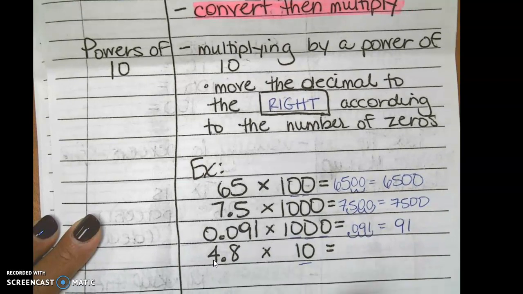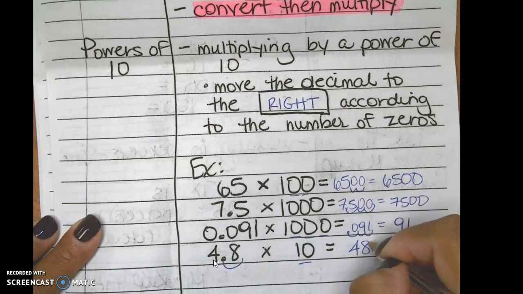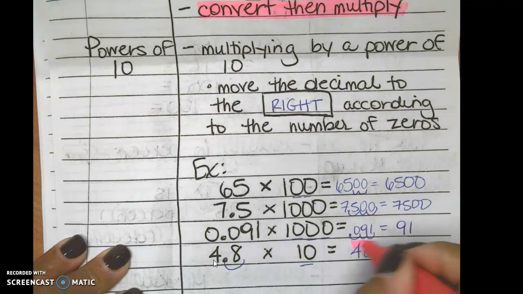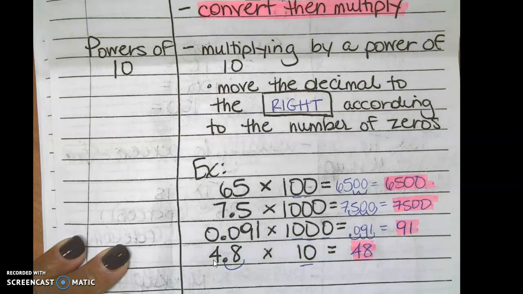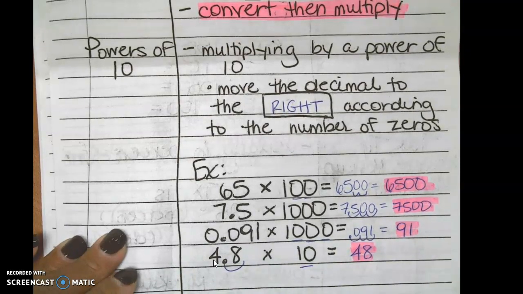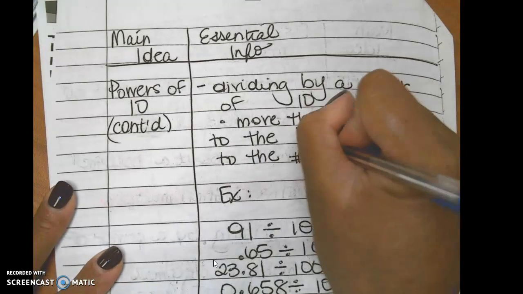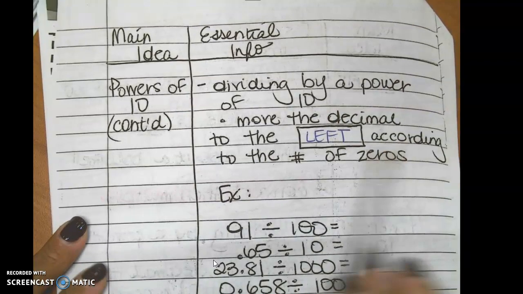Okay, and then I'm going to move 1 time here, and I'll just draw that hump there, 48. Okay, so these are all my answers for those powers of 10 where I'm multiplying by a power of 10. I move to the right. Now when I divide by a power of 10, I have to move the decimal to the opposite direction, the left. So according to the number of zeros.